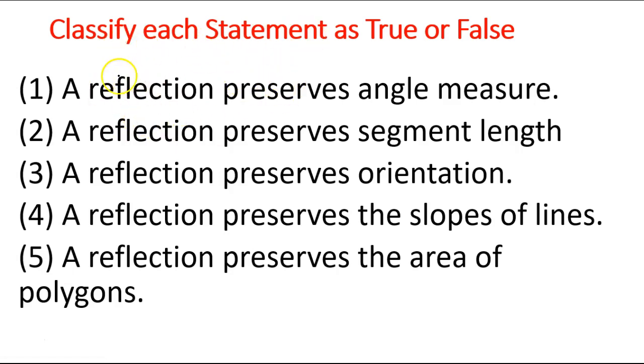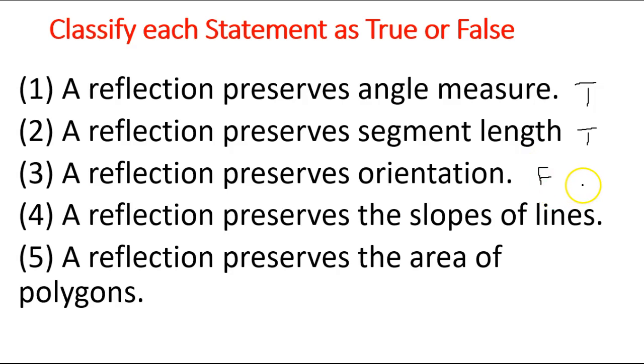Now, classify each of these as true or false. A reflection preserves angle measure. It's true. A reflection preserves segment length. A segment is a distance. Answer, true or false? I hope you said true. A reflection preserves orientation. Okay, we just saw that one. False. It doesn't preserve orientation.